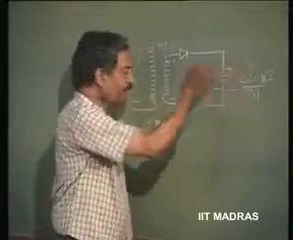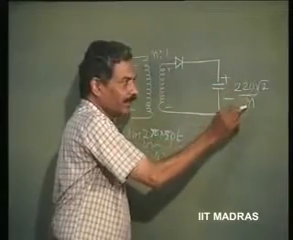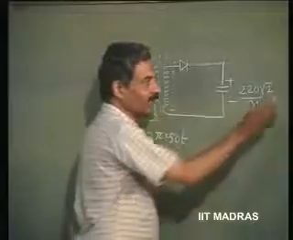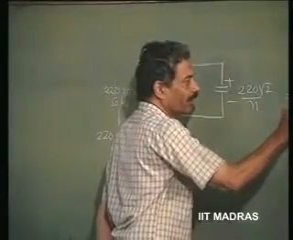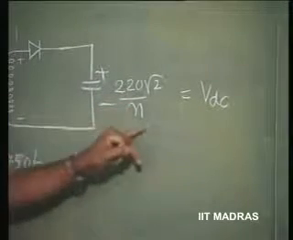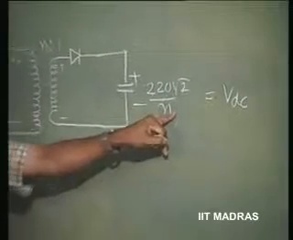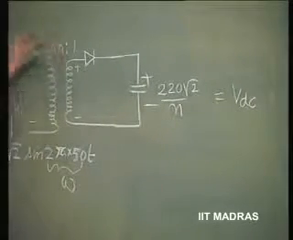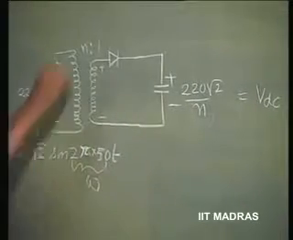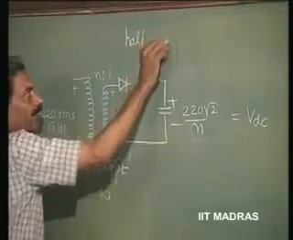220 root 2 is the peak of the RMS value here in the primary, 220 root 2 divided by n is the peak of the RMS in the secondary, and that has to be equated to whatever DC value you want to generate. So, this is going to give you the value of n you should choose. So, this is an important design equation as far as the rectifier. This circuit is called half wave rectifier, which we have discussed earlier.